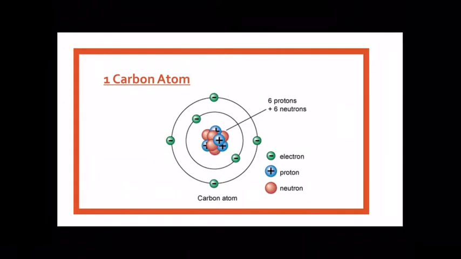So if we look at a carbon atom, its atomic number is 6, which tells us there are 6 protons in the nucleus and 6 electrons. So 2 electrons in the first shell, 4 electrons in the second shell. We know that the second shell can hold up to 8. So is its valence shell half empty or half full? That's the question, right? Is it half empty or is it half full?